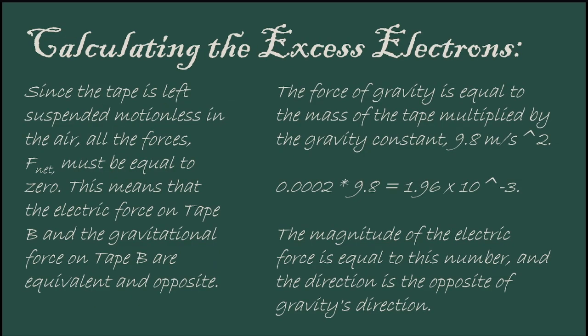Calculating the excess electrons. Since a tape is left suspended motionless in the air, all of the forces, F_net, must be equal to 0. This means that the electric force on tape B and the gravitational force on tape B are equivalent and opposite. The force of gravity is equal to the mass of the tape multiplied by the gravity constant, 9.8 meters per second squared. This yields 1.96 × 10^-3 newtons. The magnitude of the electric force is equal to this number, and the direction is opposite of gravity's direction.